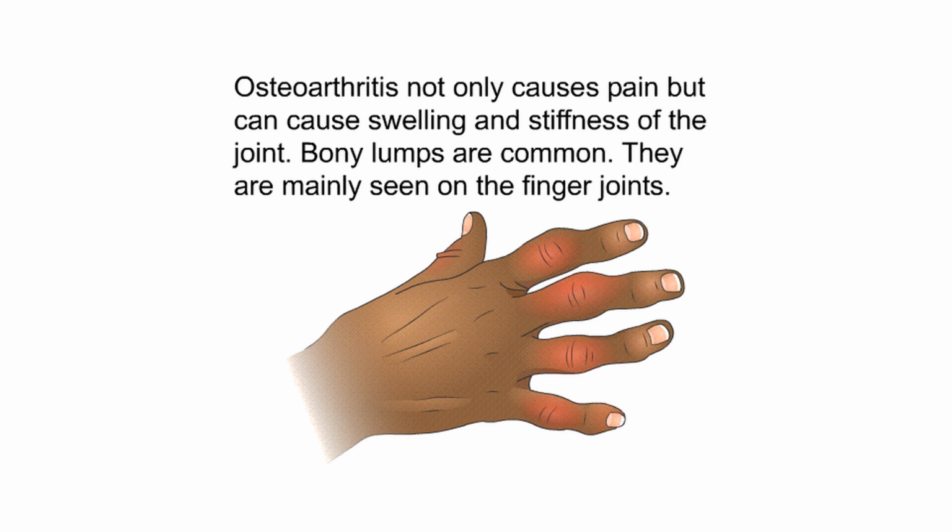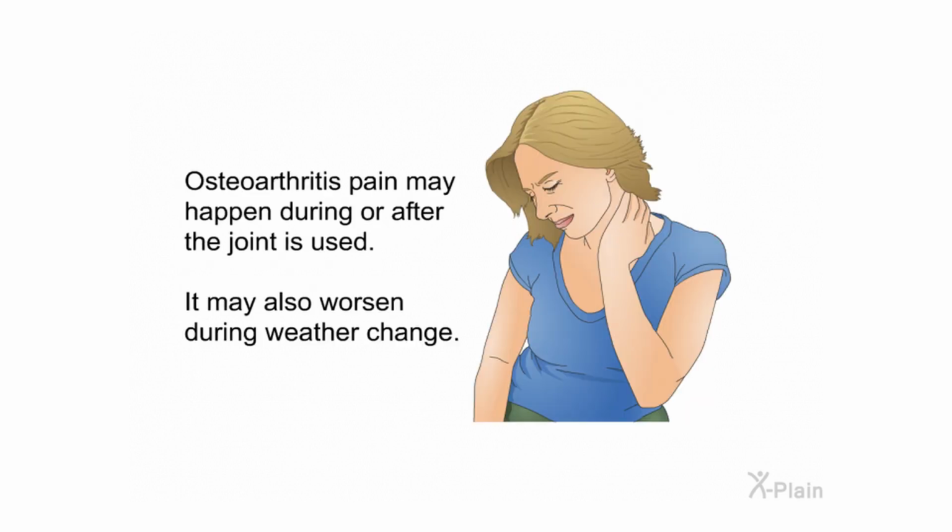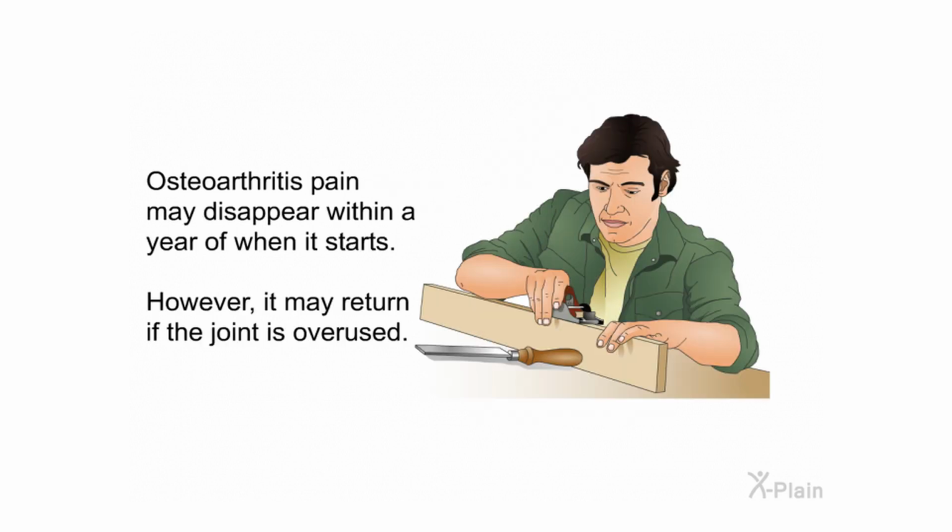Osteoarthritis not only causes pain but can cause swelling and stiffness of the joint. Bony lumps are common. They are mainly seen on the finger joints. Pain, swelling, stiffness, and bony spurs can cause decreased flexibility in affected joints. Osteoarthritis pain may happen during or after the joint is used. It may also worsen during weather change. Osteoarthritis pain may disappear within a year of when it starts. However, it may return if the joint is overused.